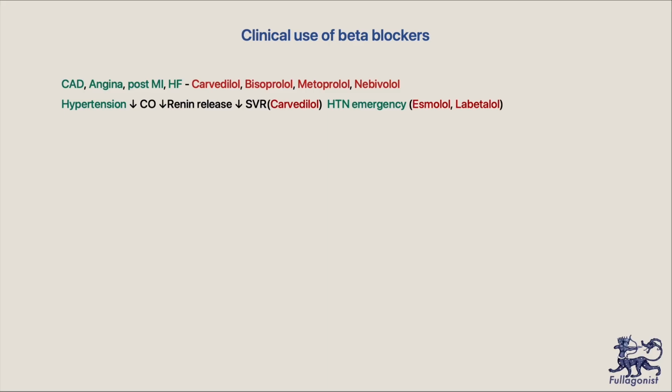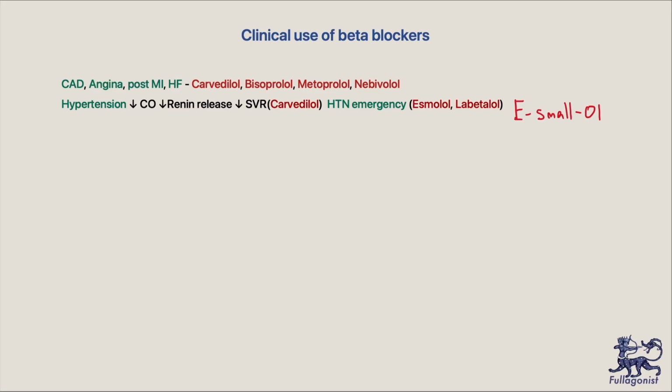Carvedilol has more blood pressure lowering effect when added to the chronic antihypertensive regimen because it blocks alpha-1 receptors and decreases systemic vascular resistance. We can use esmolol and labetalol in case of hypertensive emergency. Esmolol has the shortest half-life, 9 minutes, and is suitable for a rapid offset when treatment is no longer necessary. You can remember this by writing its name, A-small-o.